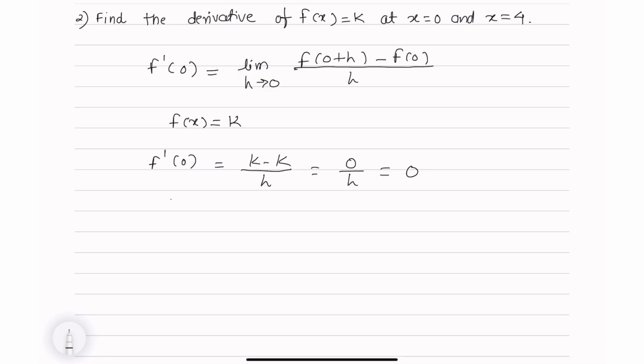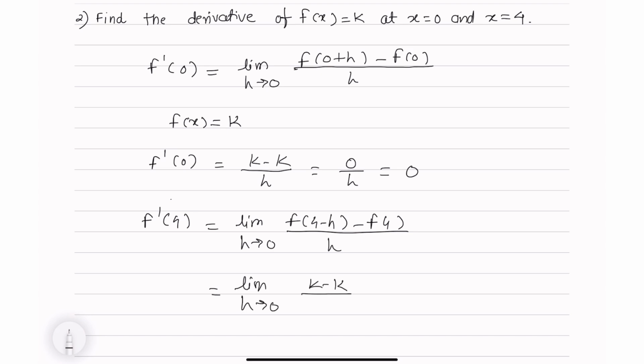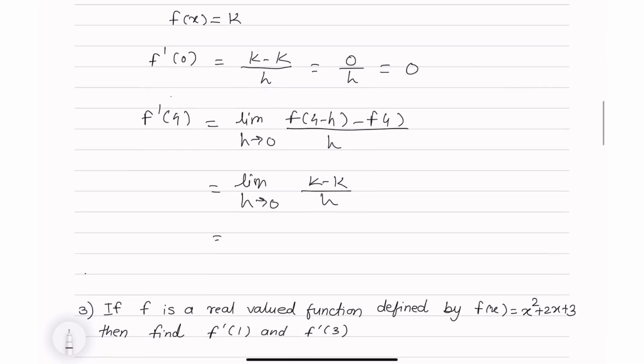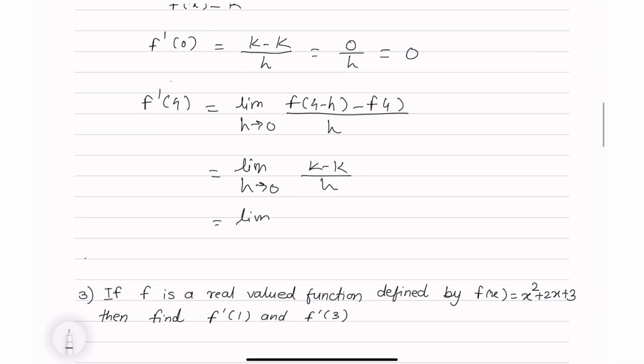Derivative at x is equal to 4. So it's equal to limit h tends to 0 of f of 4 plus h minus f of 4 divided by h, which is equal to limit h tends to 0 of k minus k upon h, which is equal to limit h tends to 0 of 0 upon h. So the answer is 0.